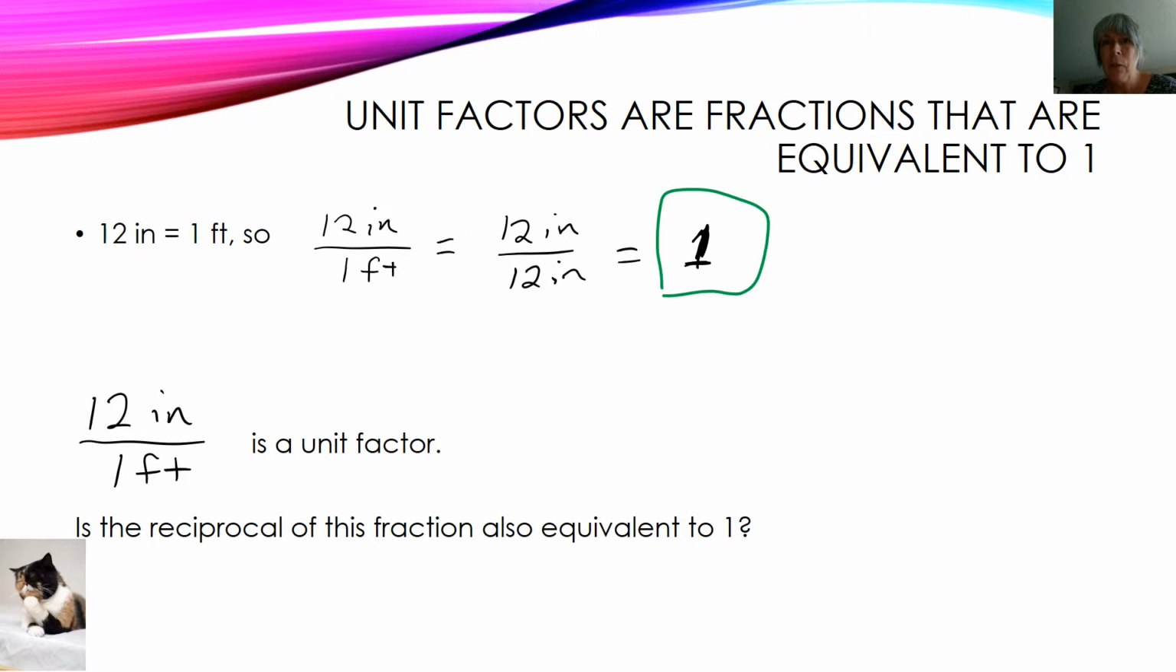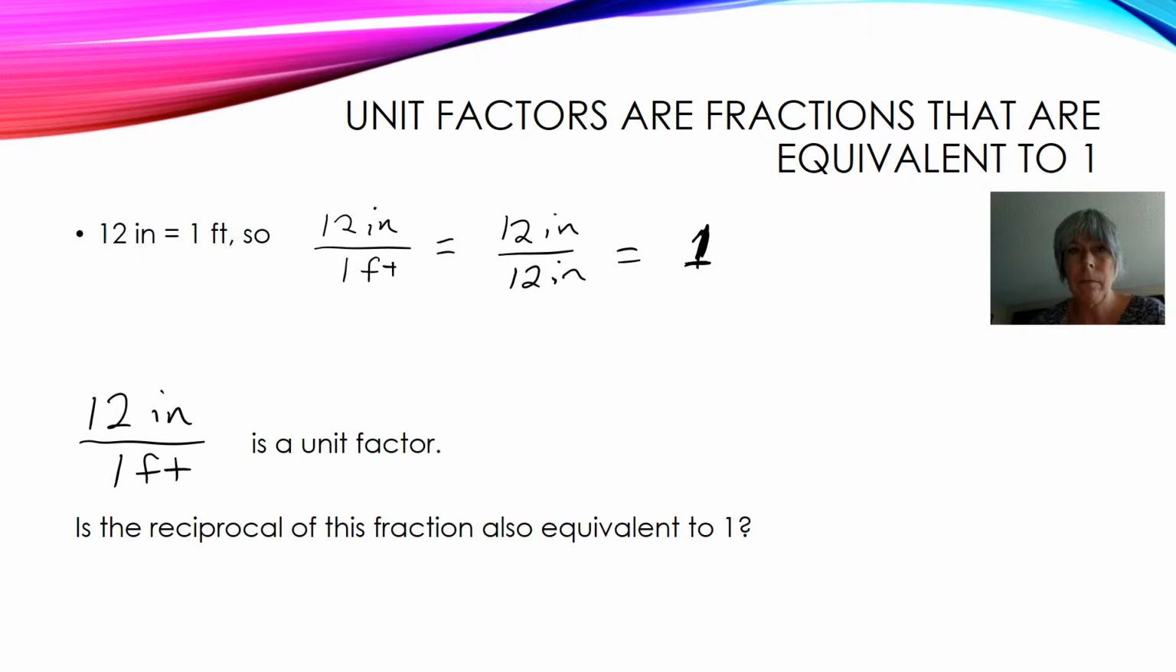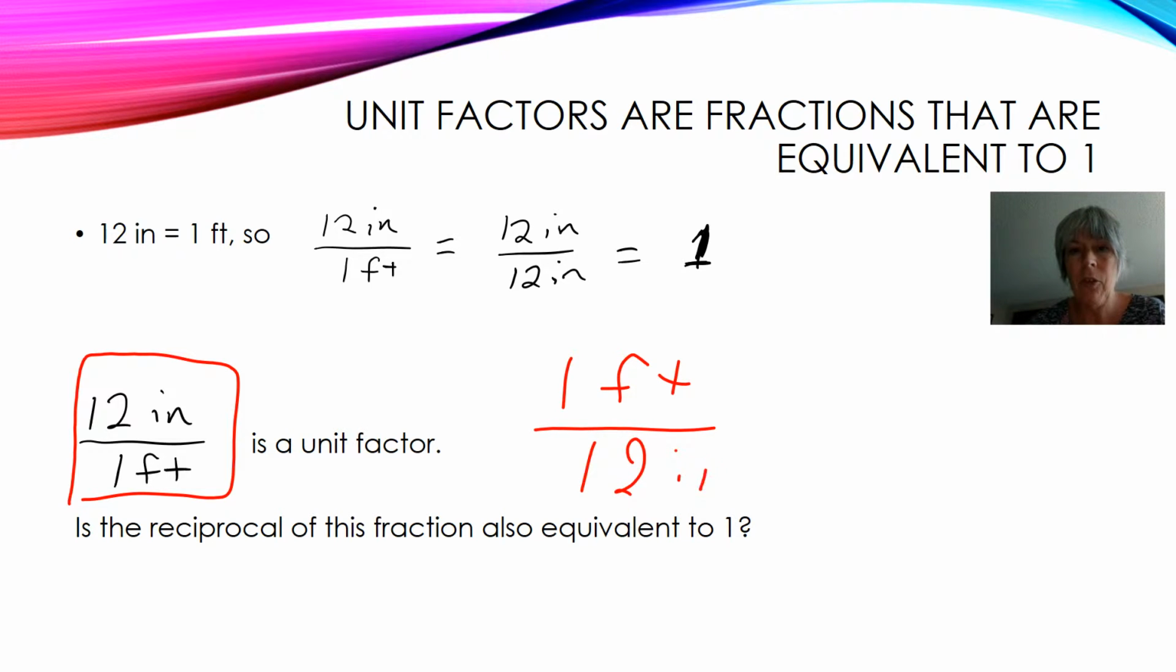So we have 12 inches over 1 foot. Is it possible to flip that over and have the reciprocal be a fraction that's also equivalent to 1? Take a moment, write the reciprocal of 12 inches over 1 foot, and think about that. Is that also equivalent to 1? If you answered yes, you're correct. 12 inches over 1 foot is equivalent to 1, and 1 foot over 12 inches, which is the reciprocal of that measurement, is also equivalent to 1.